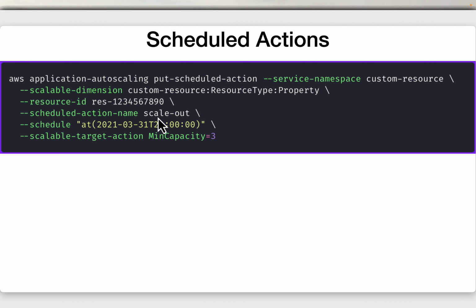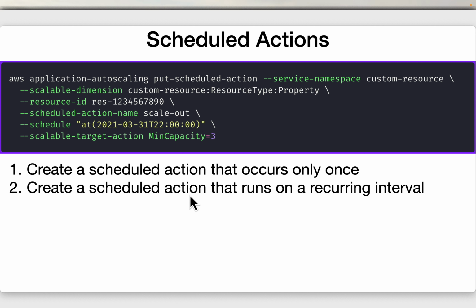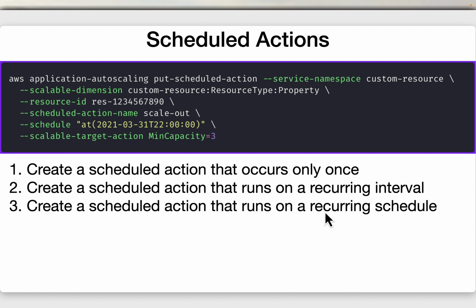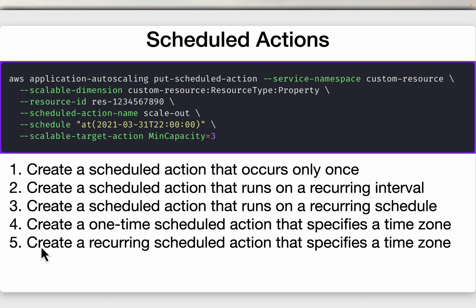So scale out means you are increasing, scale in is decreasing. You can schedule at a time and target action minimum capacity equal to 3. Some of the other ones are: create a scheduled action that occurs only once, create a scheduled action that runs on a recurring interval, create a scheduled action that runs on a recurring schedule, create a one-time scheduled action that specifies a time zone, and create a recurring scheduled action that specifies a time zone.